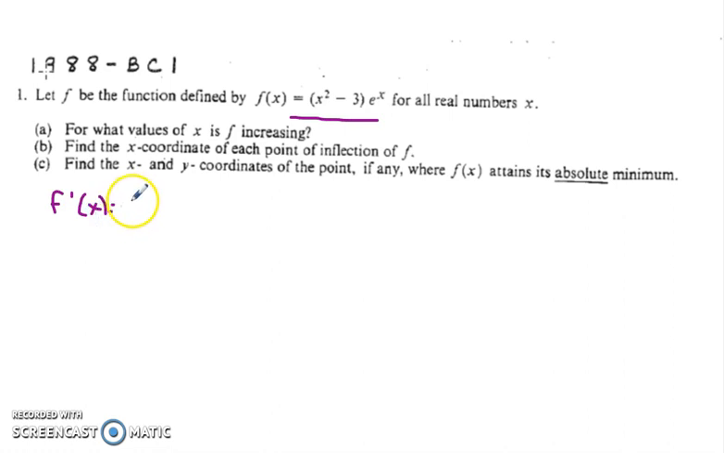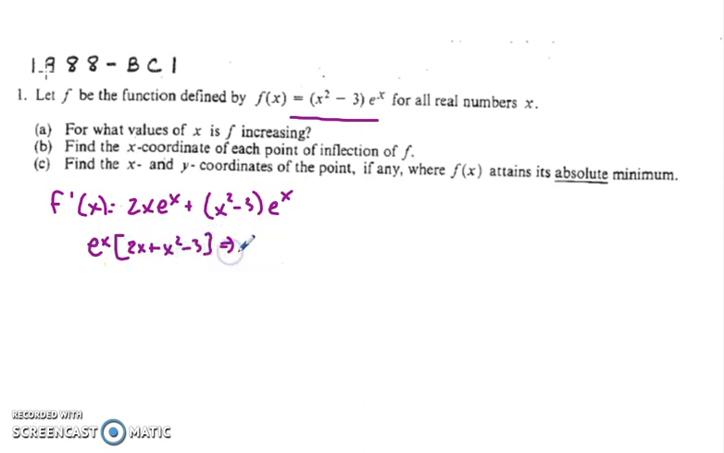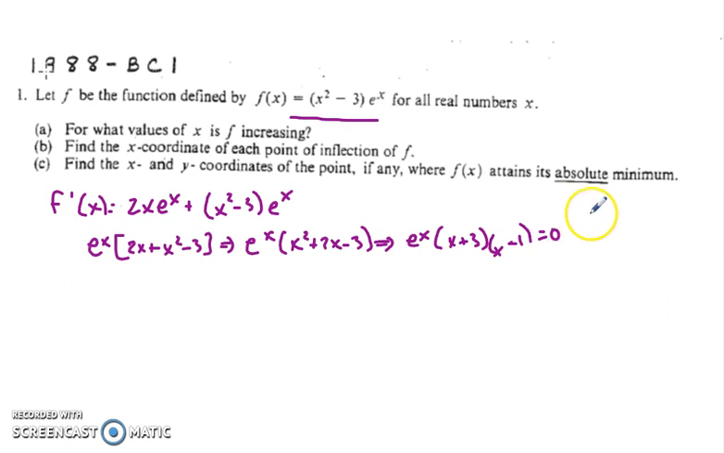F prime equals, by the product rule, 2x e to the x plus x squared minus 3 e to the x. Then, in order to find out where there are zeros, let's go ahead and factor out the e to the x. We'll have 2x plus x squared minus 3, which more easily put is x squared plus 2x minus 3 in parentheses. And then we can factor that. We have e to the x times x plus 3, x minus 1, and of course we need this to be equal to 0. So our critical values are going to be where x equals negative 3 and 1, keeping in mind that e to the x can never equal 0.